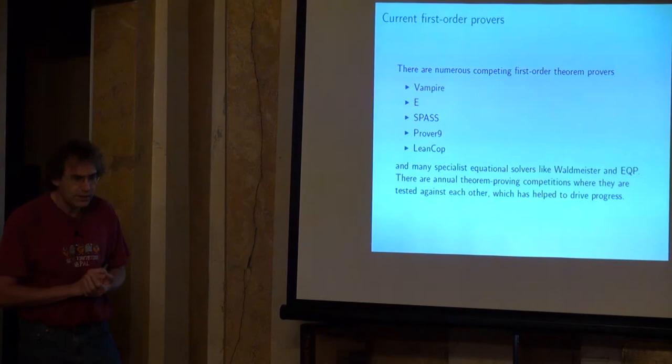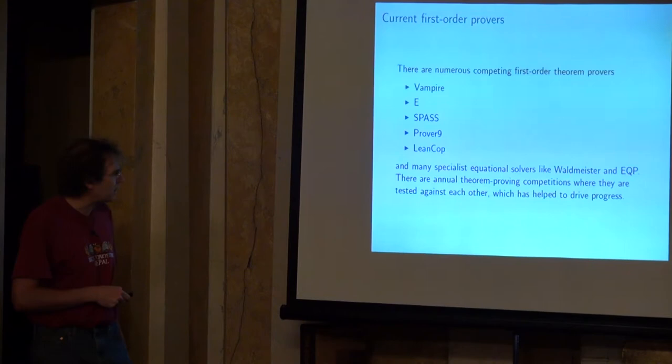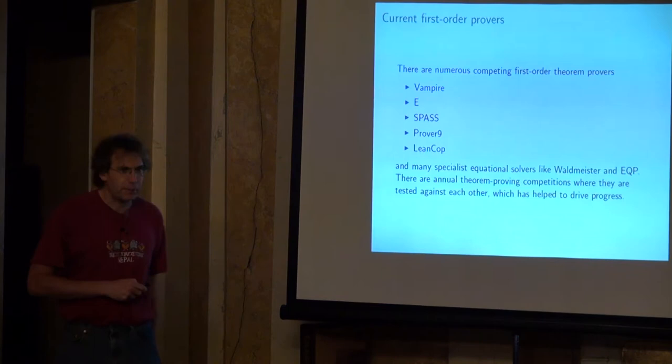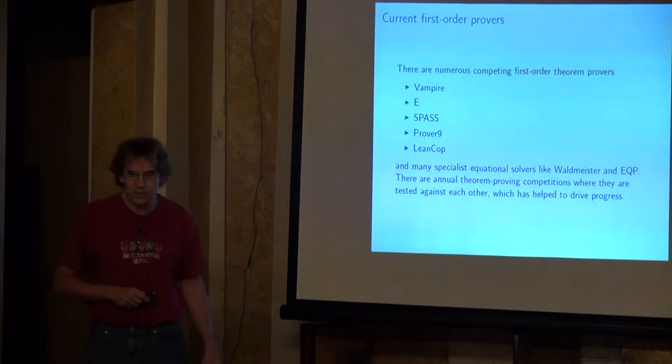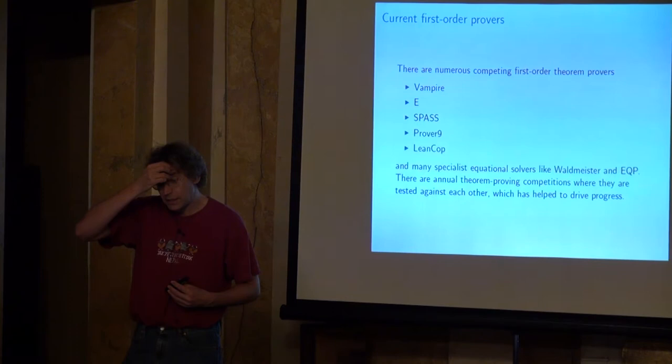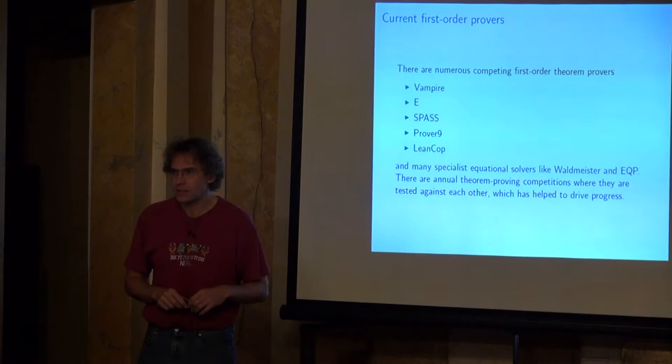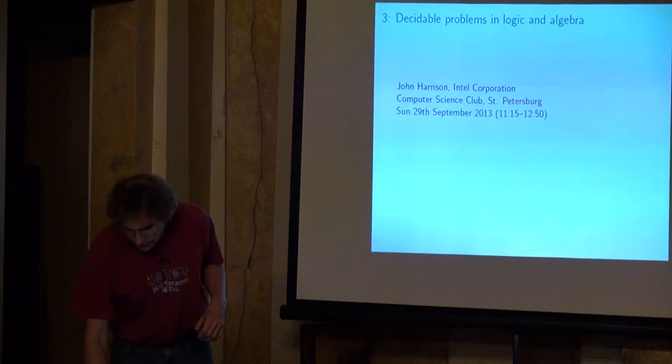And then there are also specialist provers, for example, for equational logic. There's Bill McCune's prover, EQP, the one that first proved the Robbins conjecture. And I think as Vampire is usually the champion of first-order provers, the champion of equational provers is usually this system, Waldmeister. It's actually now been, I believe, incorporated into Mathematica. So I think if you have a copy of Mathematica, you actually have a copy of Waldmeister lurking inside it, which you may not have known. Okay, so that's the end of section two.